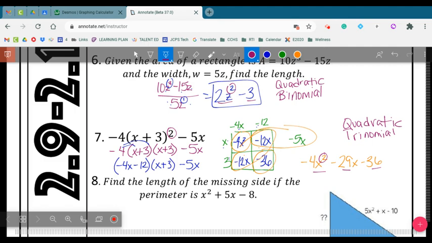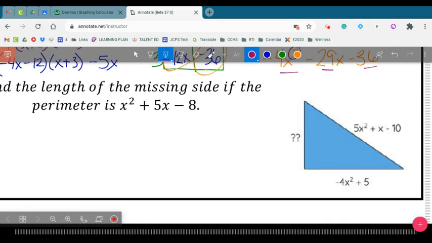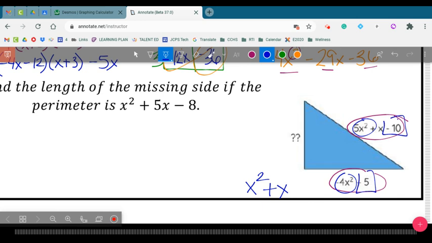Okay, the last problem on our review is our lovely triangle problem. So it says find the length of the missing side. First step, add your two sides together. So combine your like terms. So 5x squared and negative 4x squared is x squared. Nothing to combine with x. And then negative 10 and a positive 5 is going to give you a negative 5.